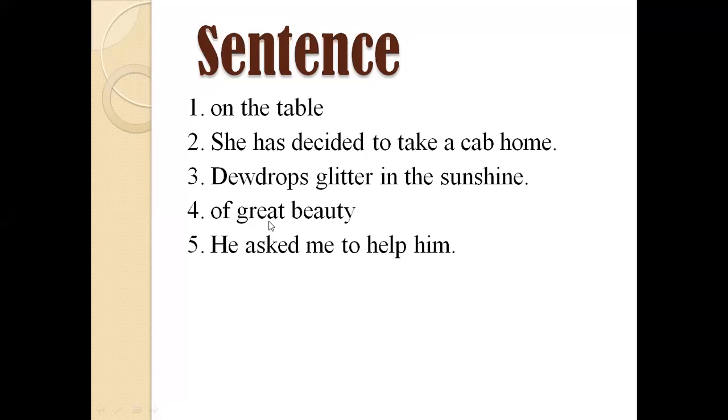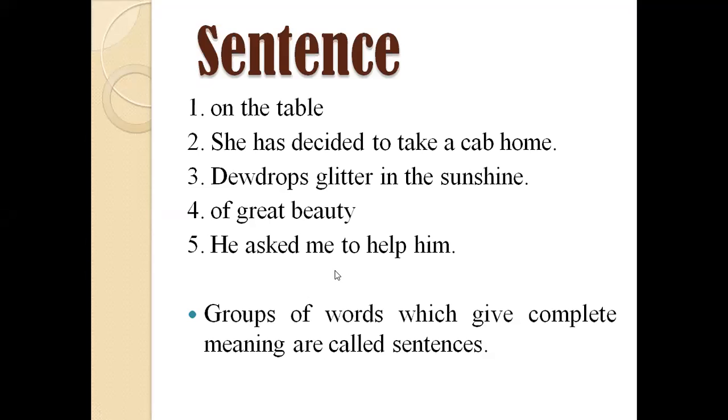If I just come and tell you, on the table, you'll ask me, what on the table? Are there books on the table? Or is there something else on the table? You'll ask me, isn't it? So such groups of words which do not give complete meaning are called phrases. But the groups of words in the 2nd, 3rd, and 5th lines give complete meaning. They make complete sense, isn't it? They are known as sentences. So how do we define a sentence? A sentence is a group of words which gives complete meaning. Okay, did you understand that?